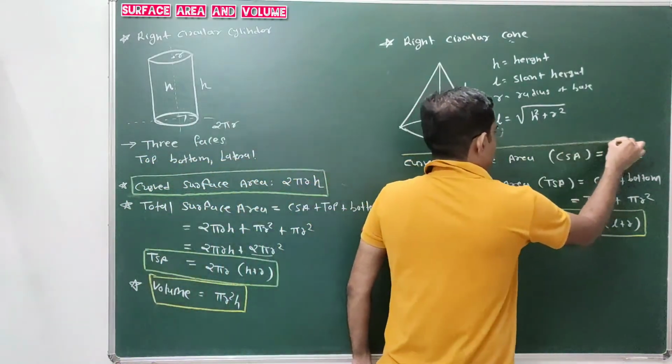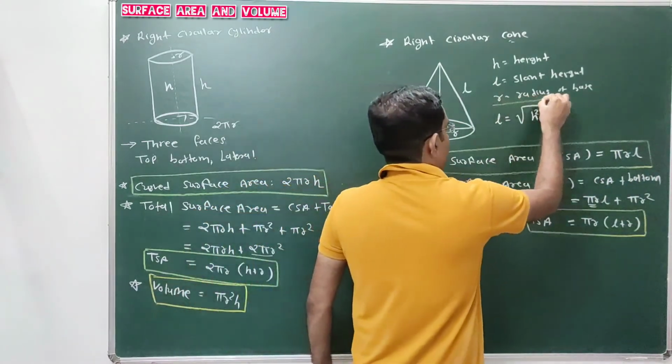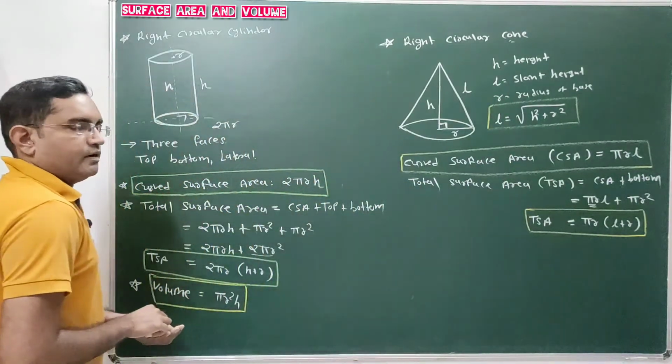Curved surface area is nothing but pi r L, and slant height L is square root of r square plus h square. Done.